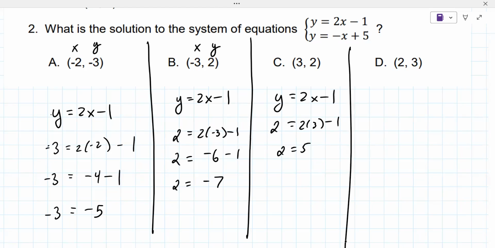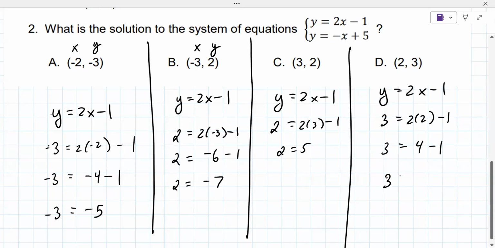And then the last one. So it must be the last one, but let's check it. Is 3 equal to 2 times 2 minus 1? 2 times 2 minus 1, 4 minus 1. So yeah, 3 equals 3. So is it kind of clear now what we're doing when we're putting the points in? Yeah, a little bit clearer.